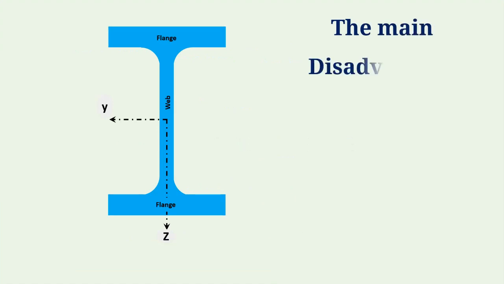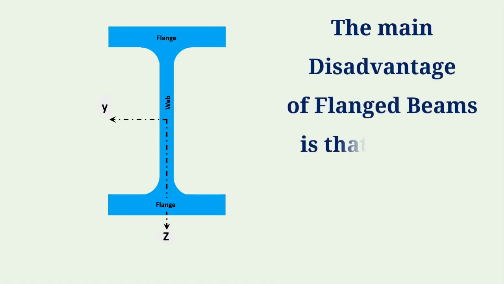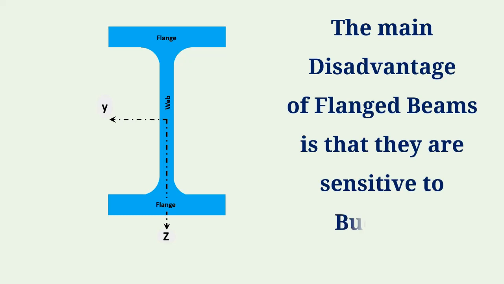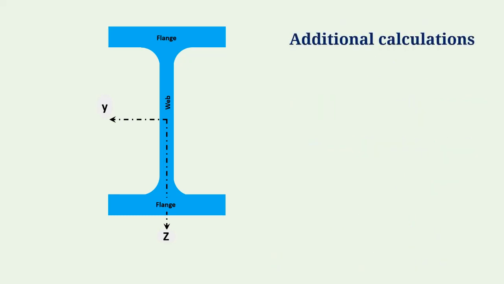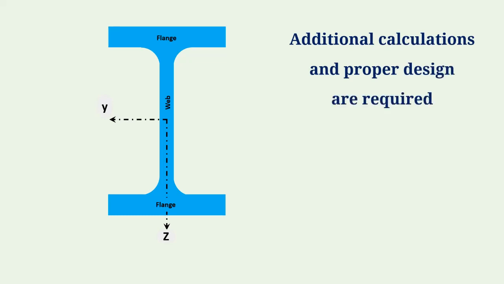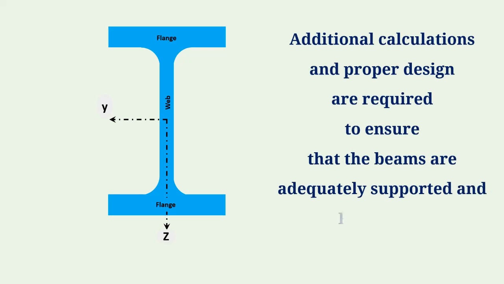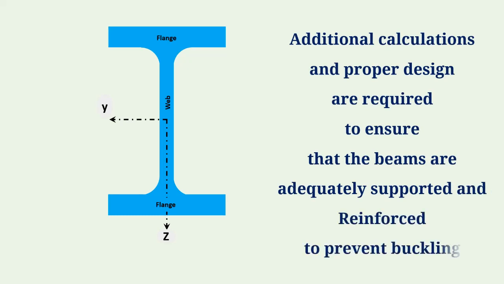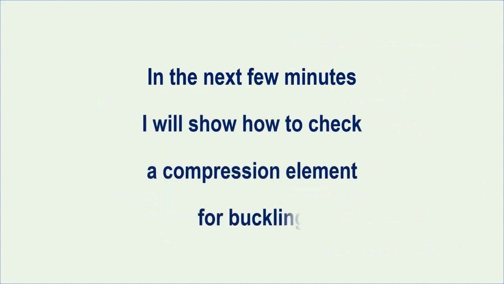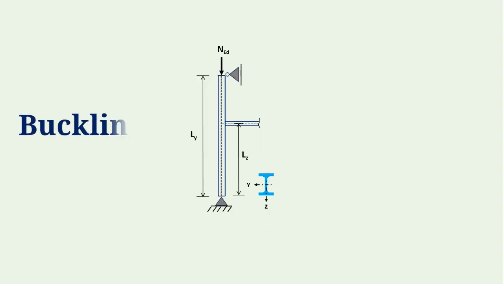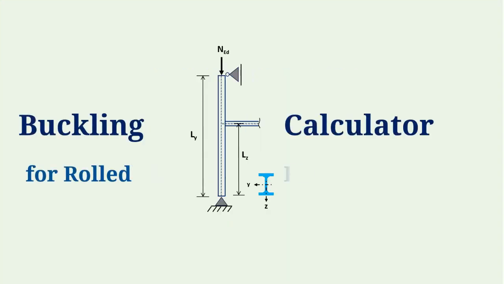The main disadvantage of flange beams is that they are sensitive to buckling under certain loads. Additional calculations and proper design are required to ensure that the beams are adequately supported and reinforced to prevent buckling. In the next few minutes, I will show how to check a compression element for buckling. Buckling calculator for rolled flange beams.